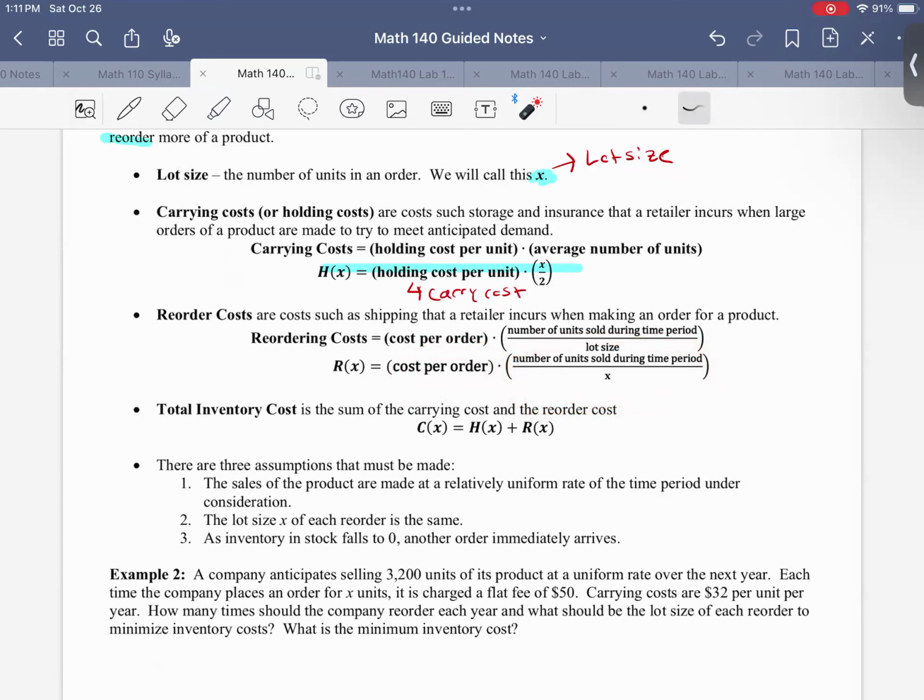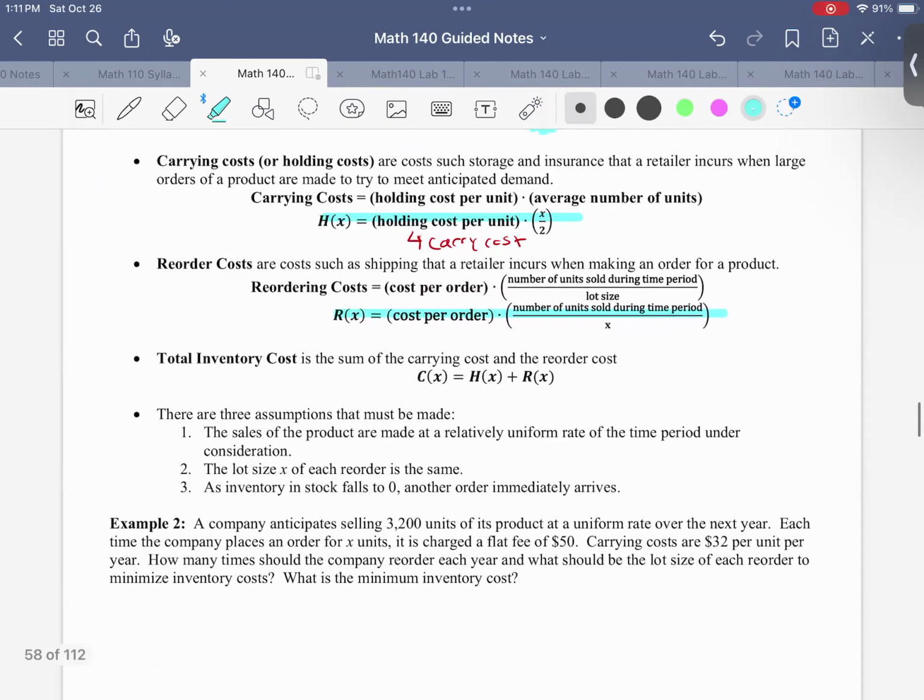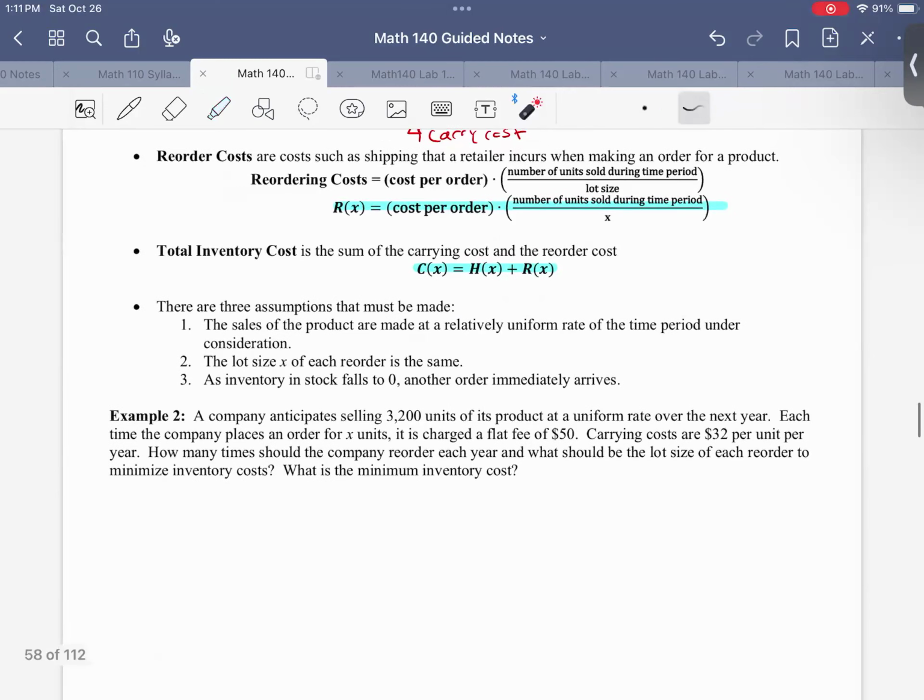Okay, so then the main question is inventory cost. So inventory cost is a function, right? C of X, where it's just the carrying cost function plus the reordering cost function. So that's the function we need to set up in order to figure out our inventory cost and how to minimize that. So there are a couple assumptions made with these type of questions, right?